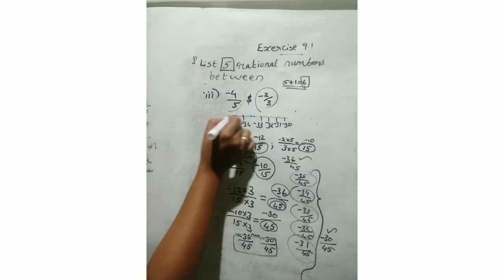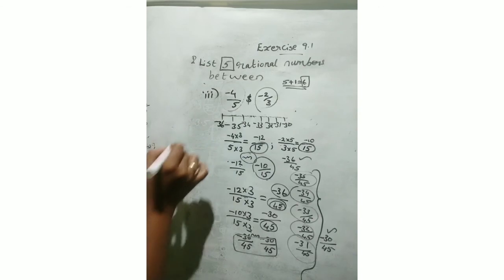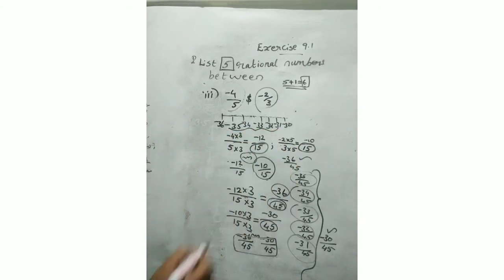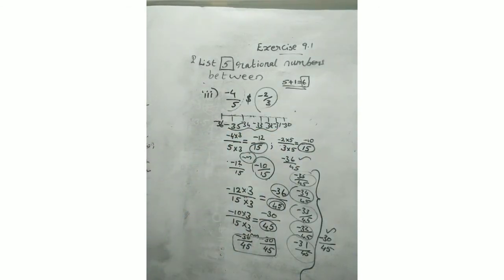Okay, then here negative 36. These are the rational numbers. Clear, children? Then one more question.